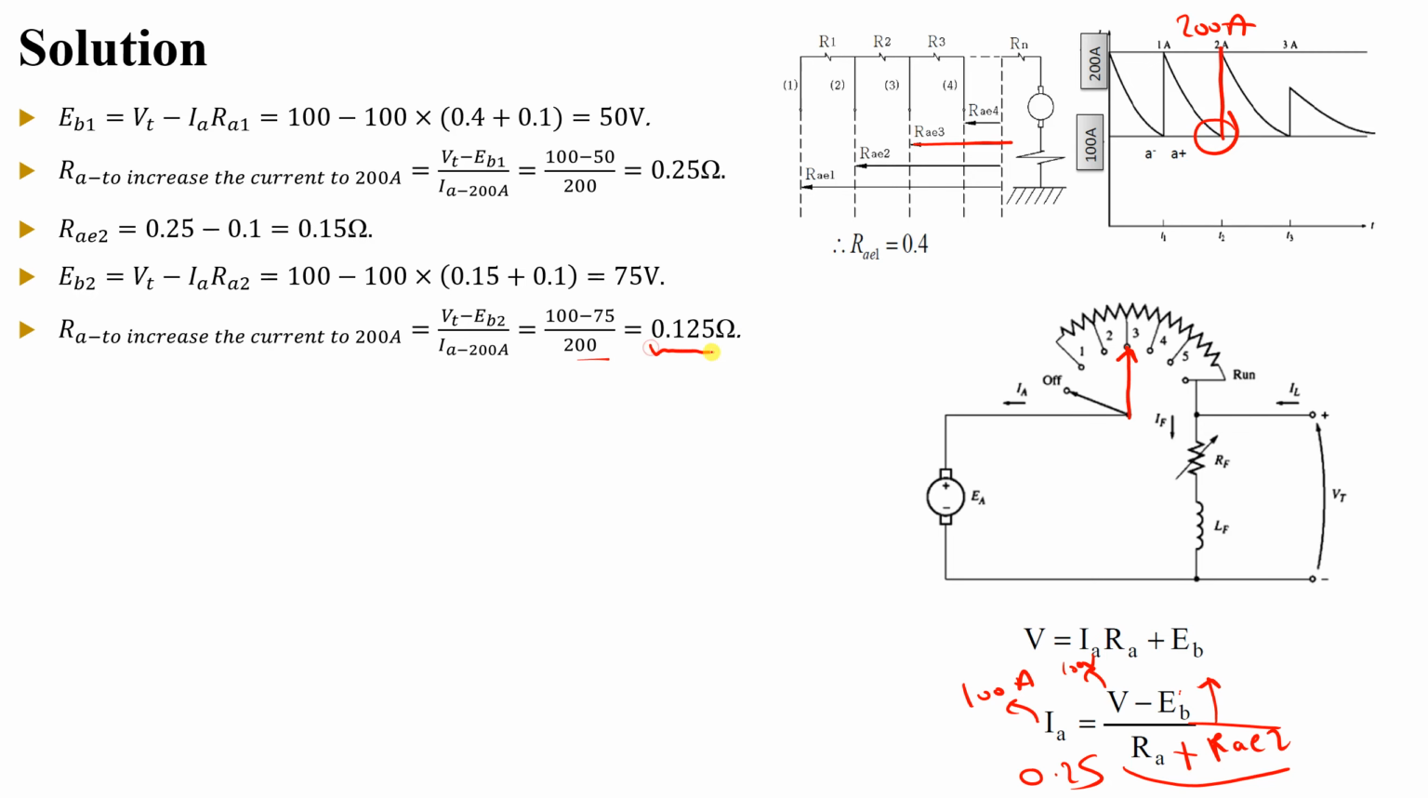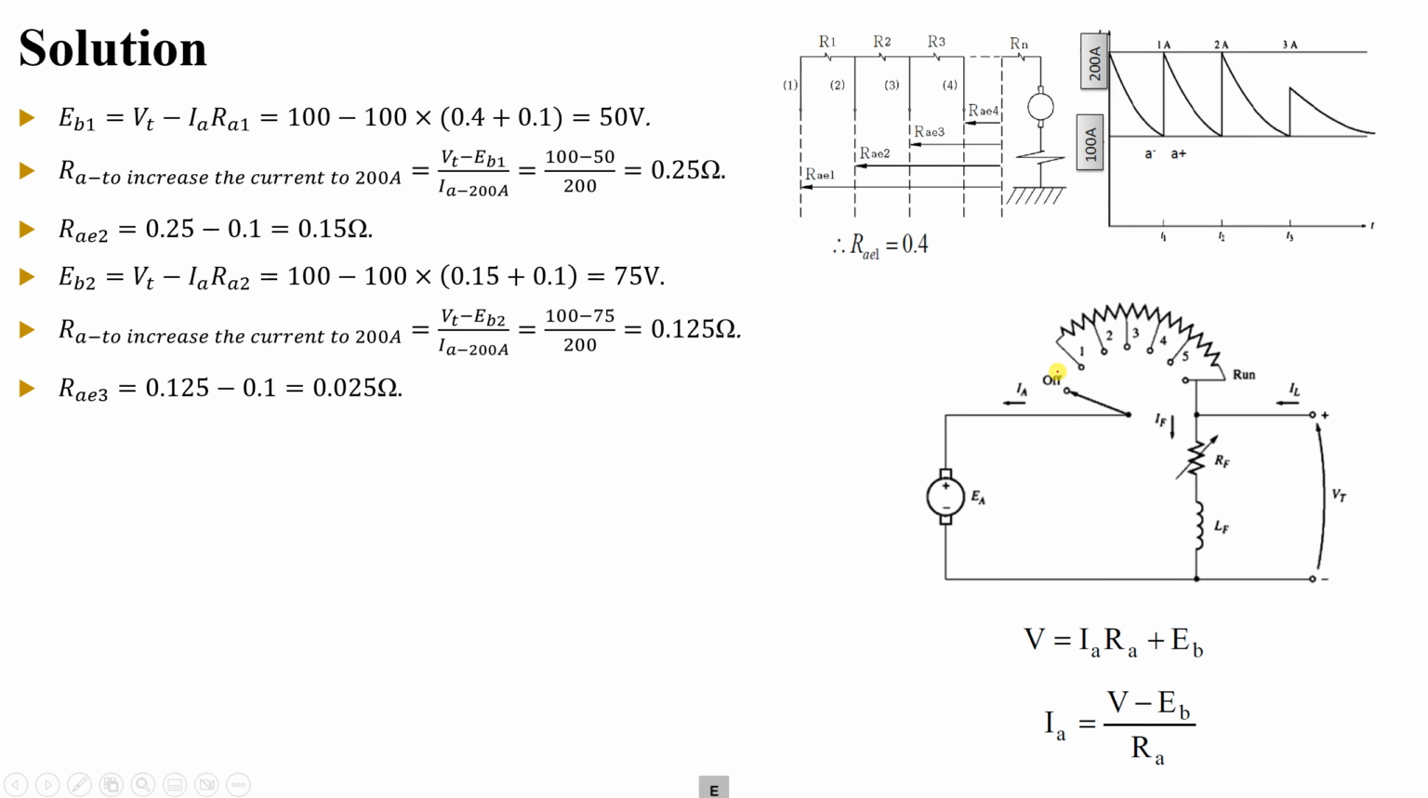Now remember, the new resistance is the variable resistance RE3 plus R armature. So in order to get only RE3, I will remove 0.1, which is the resistance of the armature. This gives us a step of 0.025 ohms. So we have RE1, RE2, and RE3. Now I would like to know the next step.